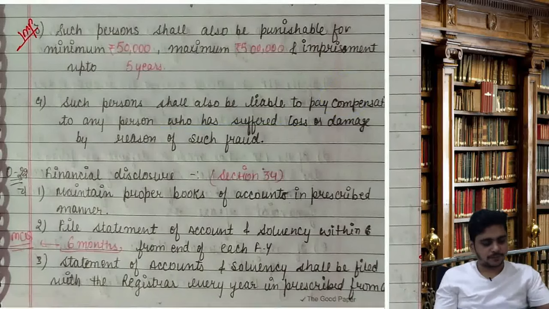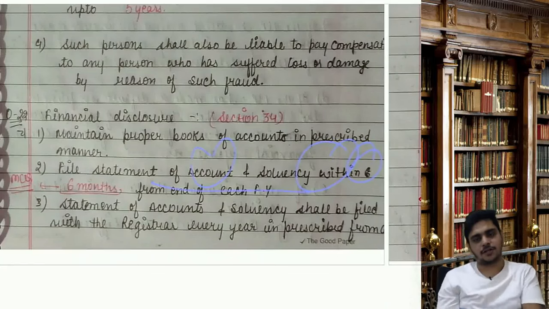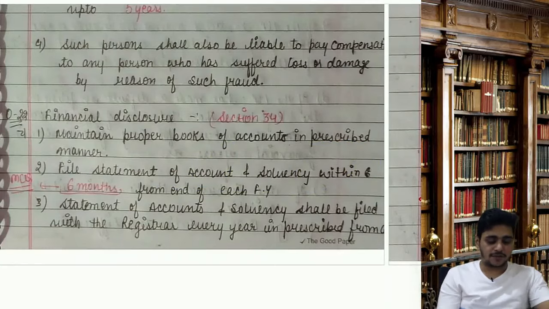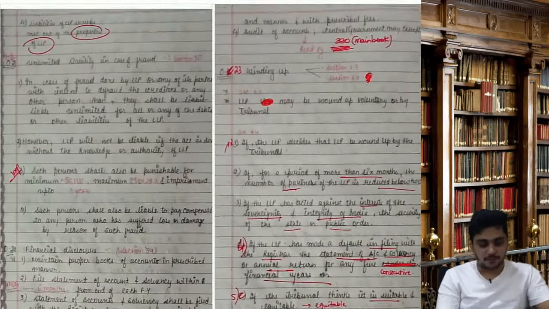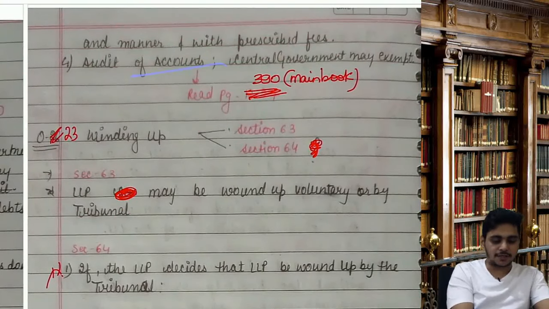Three things. Financial disclosure. They should maintain proper books of accounts in a prescribed manner. They should file a statement of account and solvency within 6 months from the end of each financial year. The statement of accounts and solvency shall be filed with the ROC every year in the prescribed form and manner, along with the prescribed fees. Then audit of accounts, and the central government may exempt them.